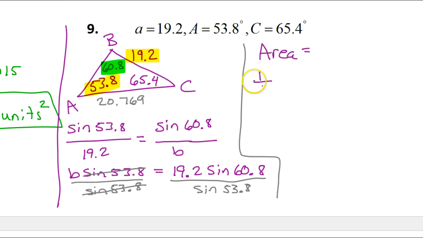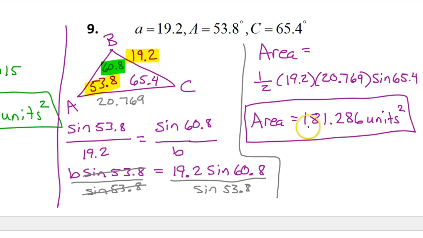Because the area should equal 1/2 the product of the 2 sides. So 1/2 19.2 times 20.769 times the sine of the included angle, the angle in the middle, which in this case is 65.4. I'm just going to put all this in my calculator and that should be the answer. Alright, I got the area equals 181.286 square units.